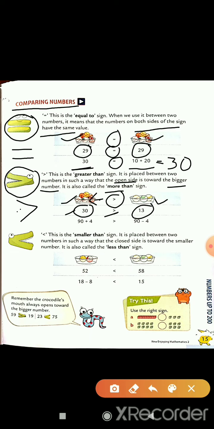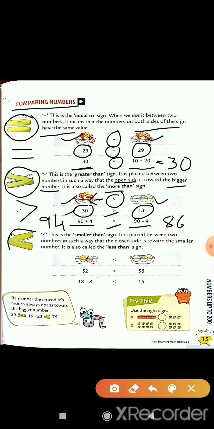Next example, 90 plus 4, 90 minus 4. 90 plus 4 is 94 and 90 minus 4 is 86. 94 is bigger than 86, so the open side of the sign is towards 94.